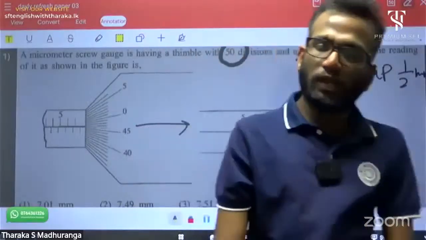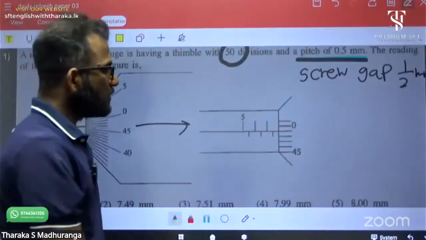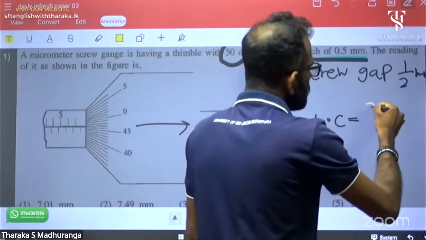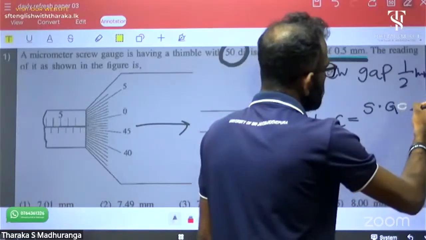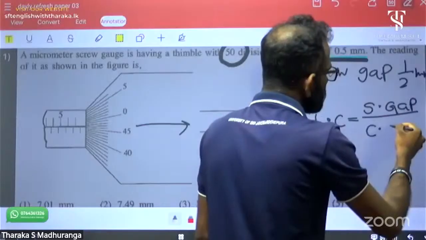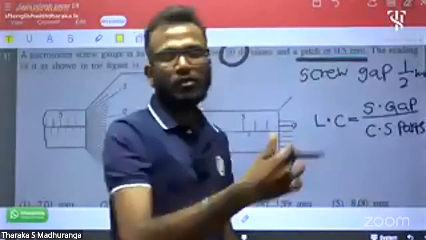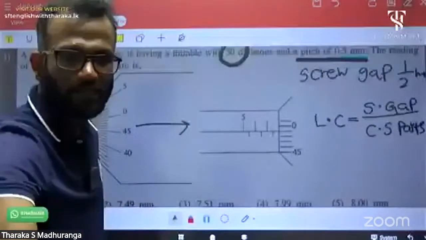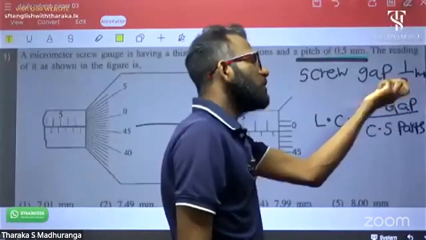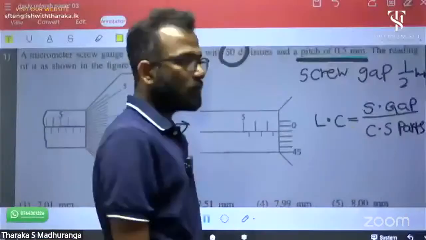How do we calculate the least count of a micrometer screw gauge? We have a very simple equation. The least count equals the screw gap divided by the number of circular scale parts. Remember, if you don't know, please note it down. They are very important and very basic things. The least count equals the screw gap, that means the pitch, divided by the number of circular scale parts.